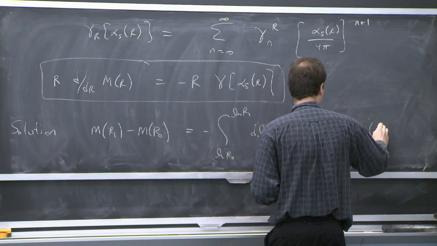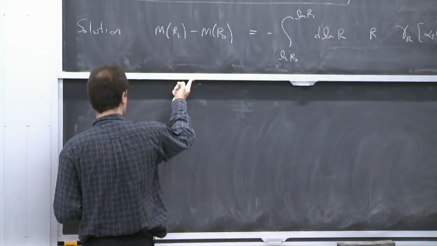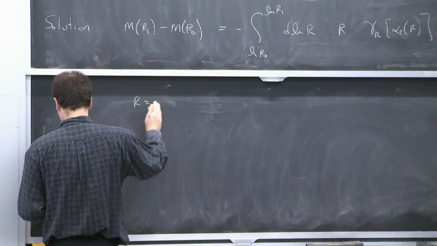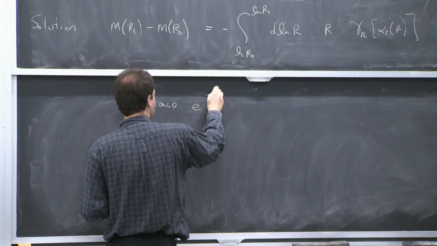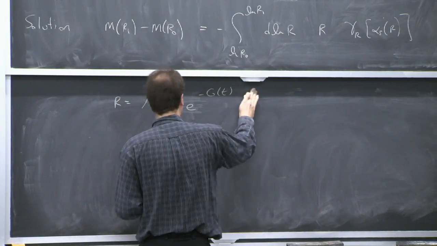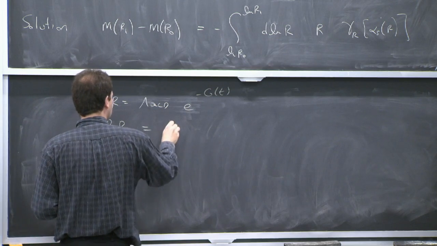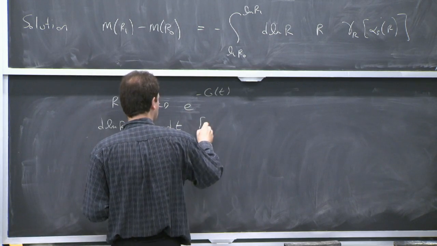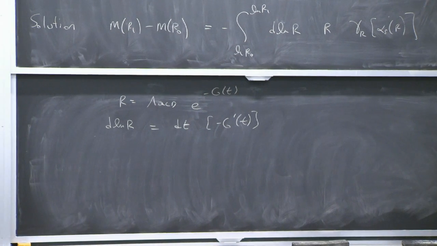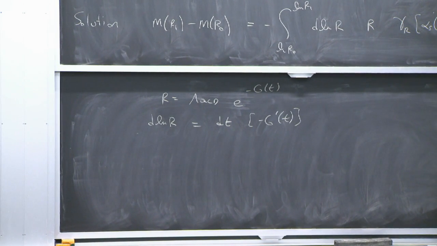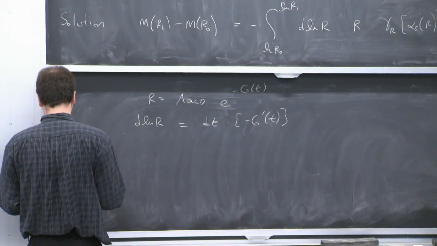Integrate on both sides. From what we just talked about, R is equal to lambda QCD e to the minus g of t. And we can also, therefore, write that d log R is, from this formula, dt minus g prime of t. If we follow that through as a change of variable, that's the change of variable we get. So let's switch variable from R to dt. So R d log R is just the product of these things.